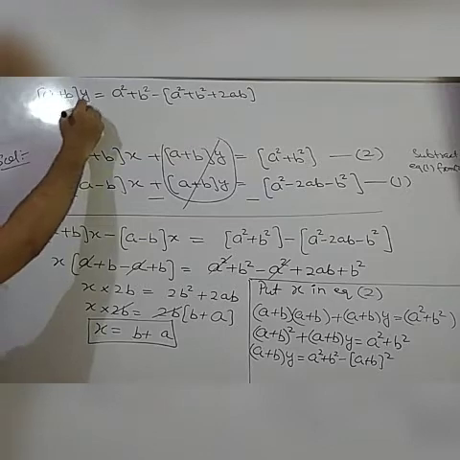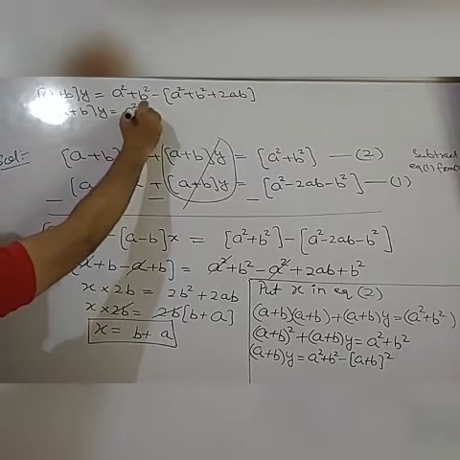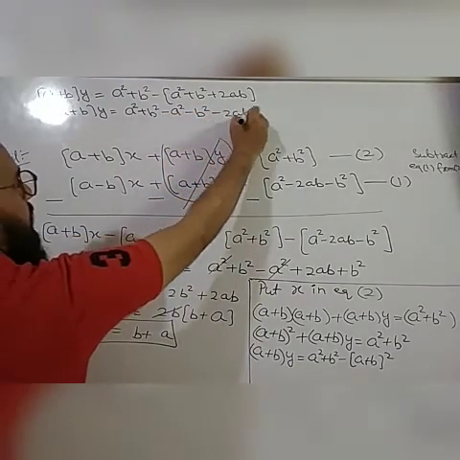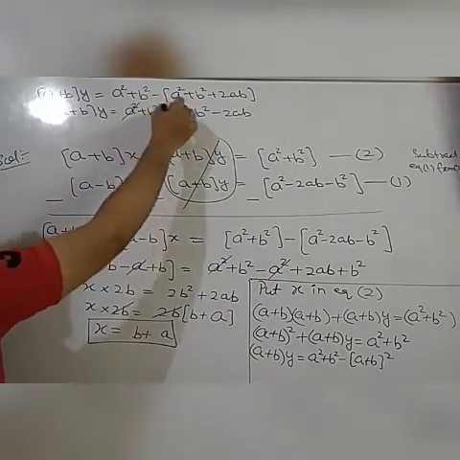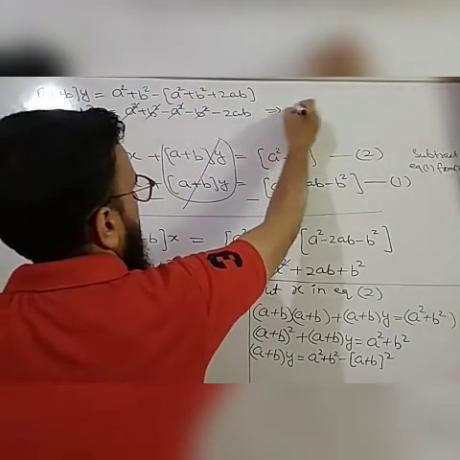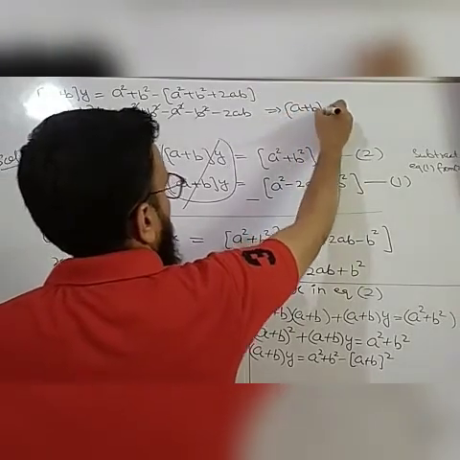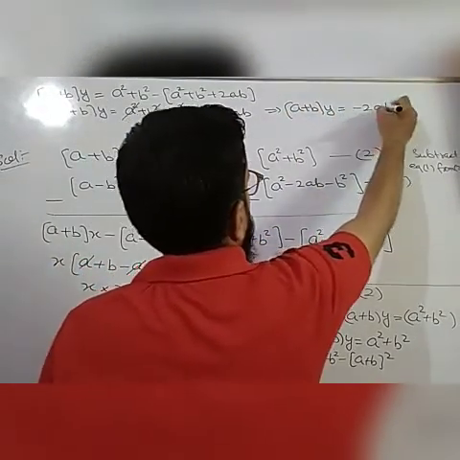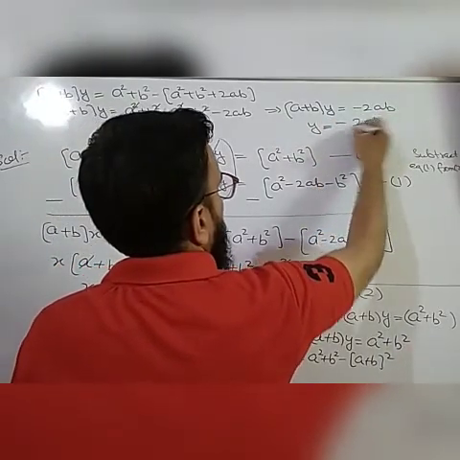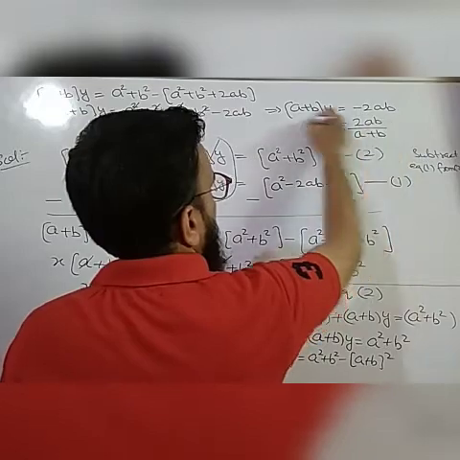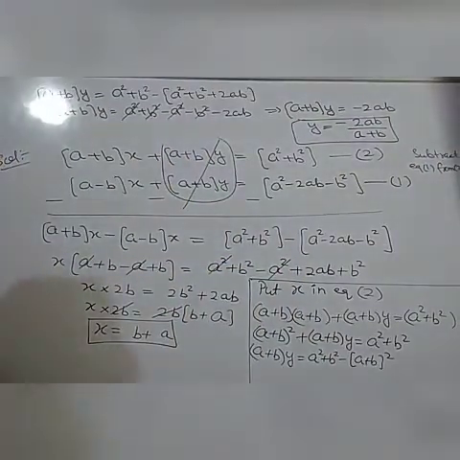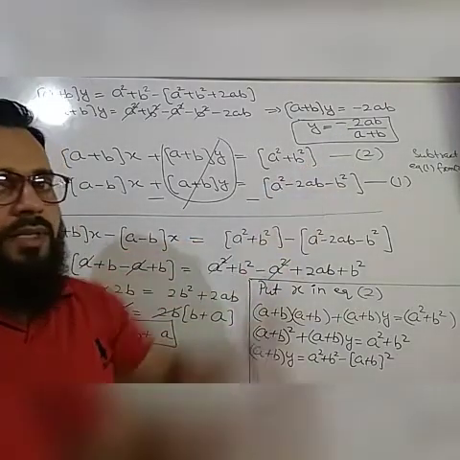Again, further solving it, a plus b into y is equal to a square plus b square minus a square minus b square minus 2ab. Now this a square will cancel out, b square will cancel out. So we can write it as a plus b into y is equal to minus 2ab, or the answer will be y is equal to minus 2ab upon a plus b. So this will be the value of y.